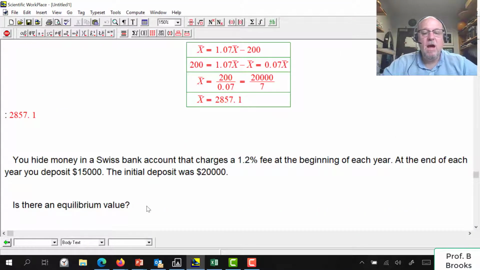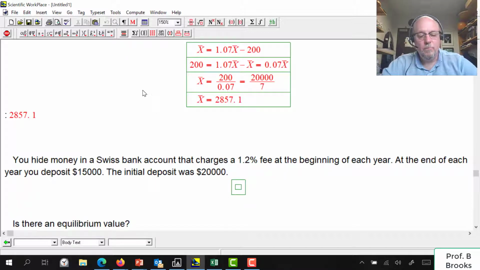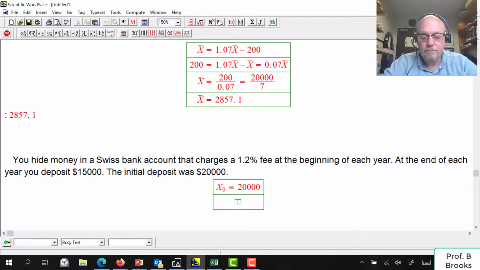Okay. You hide money in a Swiss bank account that charges a 1.2% fee at the beginning of each year. At the end of each year, you put in $15,000. Your initial deposit was $20,000. So I can see that X naught, my initial deposit, is equal to 20,000. What happens to my money, X of N? Well, in this case, they're charging me a 1.2% fee.